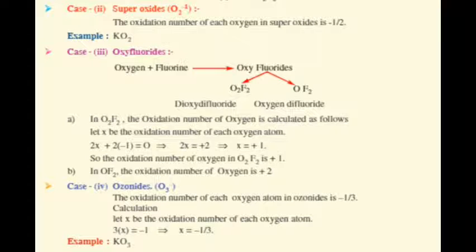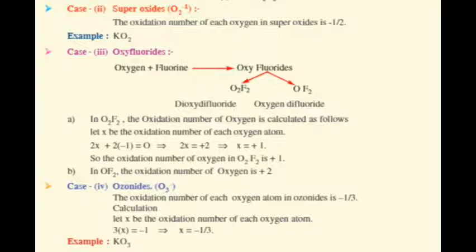Case 2: Superoxides, O2⁻. The oxidation number of each oxygen in superoxide is −1/2. Example, KO2. Case 3: Oxyfluorides.